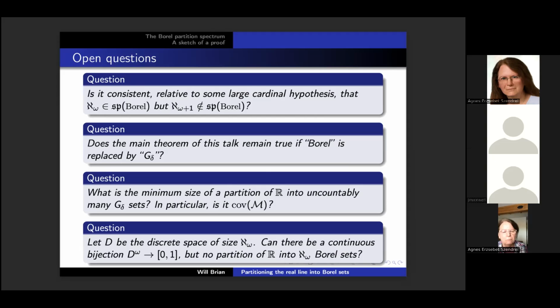And finally, here's a more formalized version of what I said on the previous slide, which is that I really don't know about these continuous bijections from D to the omega. I really have no idea what happens when D is a discrete space of singular size. That's all this last question is saying. It's still true that if you have a partition of the real line into Aleph omega Borel sets, then you do get a continuous bijection from D to the omega onto the interval like this. But whether the converse is also true, whether there being such a bijection implies there being such a partition, that I don't know anymore. But anyway, that's it. That's all I have.